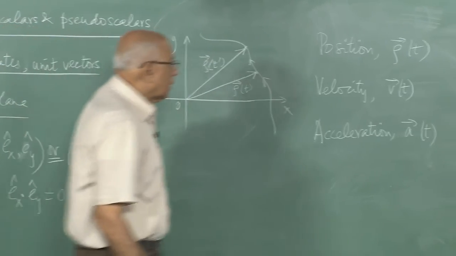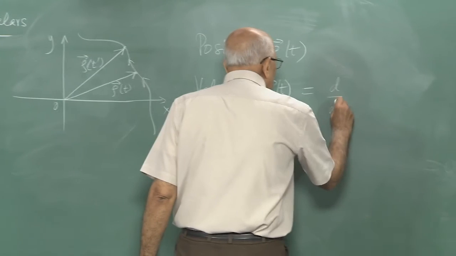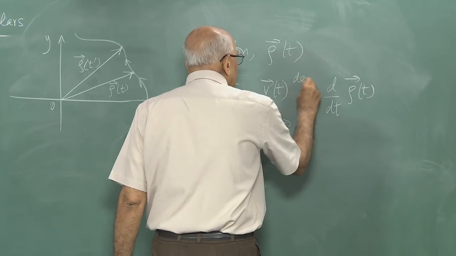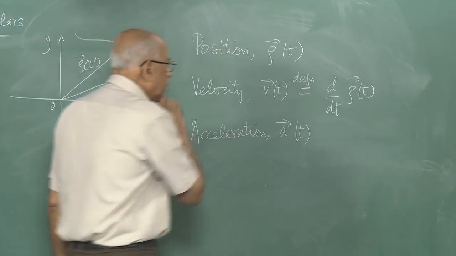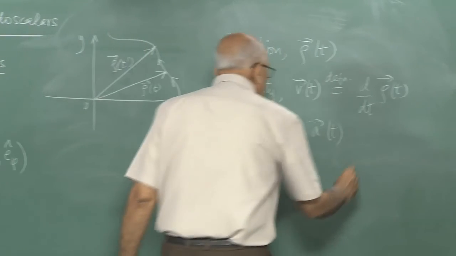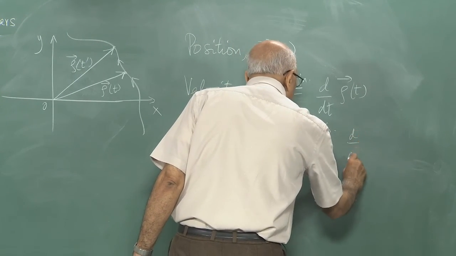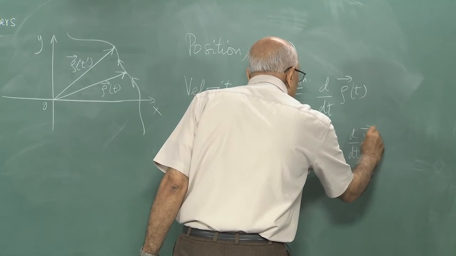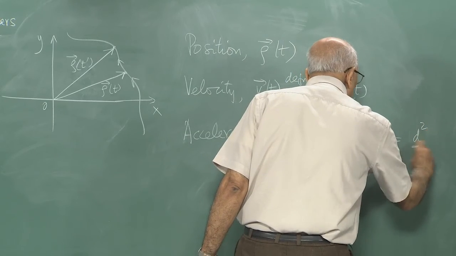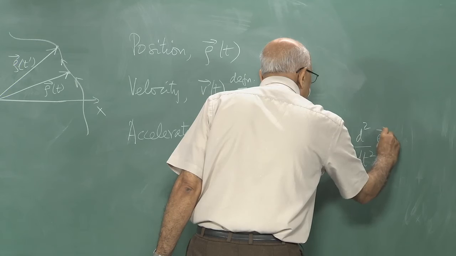Now what is this velocity? As you know from calculus, this is equal to the rate of change d over dt of rho of t, and that is the definition of the velocity. And the acceleration by definition is d over dt of v of t, and that of course is equal to d2 over dt2, the second derivative of the position.